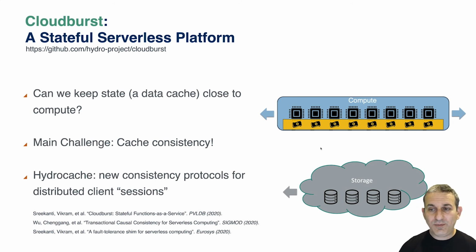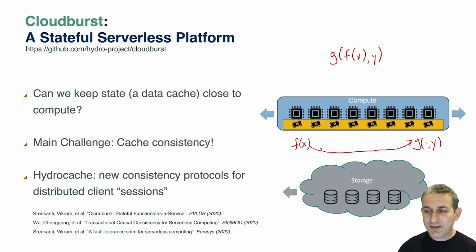So in particular, suppose you're computing a serverless expression like g of f of x of y. The way this works in a FaaS system is f gets scheduled on one machine, g gets scheduled on some other machine, and g needs the output of f, which means that whatever's on the cache at g's node had better be consistent with whatever's on the cache at f's node.